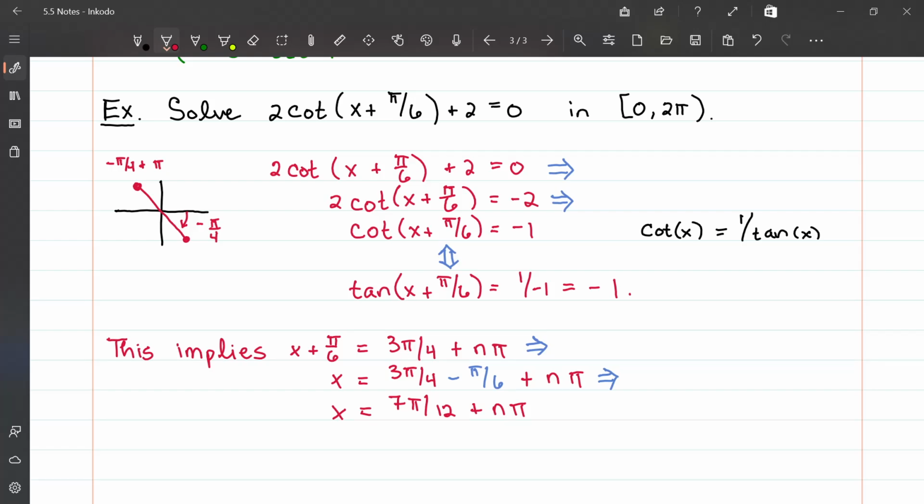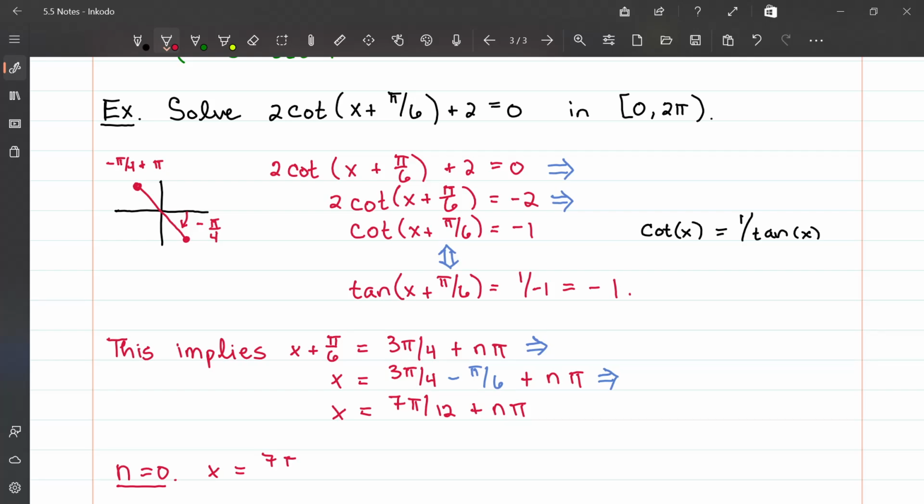However, assuming we haven't made any mistakes, we then get the following solutions by taking different integer values for n. First of all, if we allow n to be equal to 0, notice that all we'll get from our solution is 7 pi over 12, and 7 pi over 12 certainly is one of the possible answers in 0 to 2 pi. In fact, it's an answer in the second quadrant.